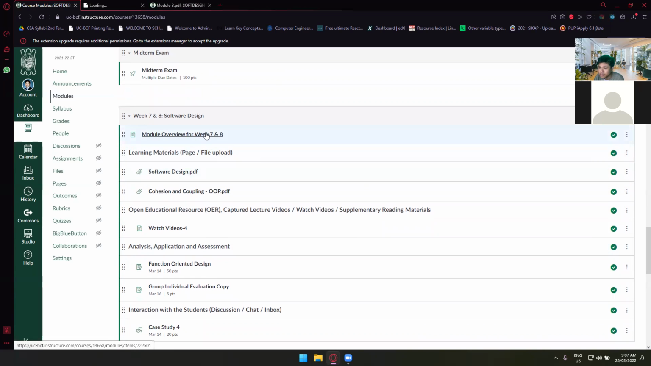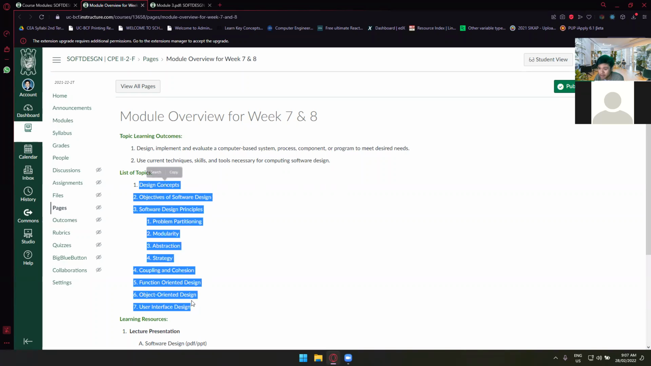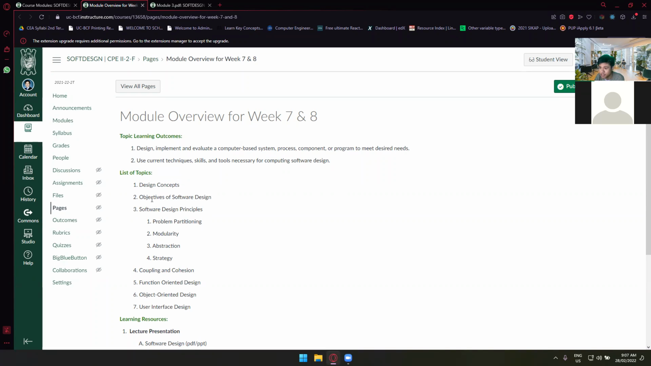Okay, so let's go over the overview of weeks 7 and 8. In here you will see that we only have two topic learning outcomes, and then the list of topics that we're going to discuss under this module. We're going to design, implement, and evaluate a computer-based system, process, component, or program to meet desired needs. We'll also use current techniques, skills, and tools necessary for computing software design.